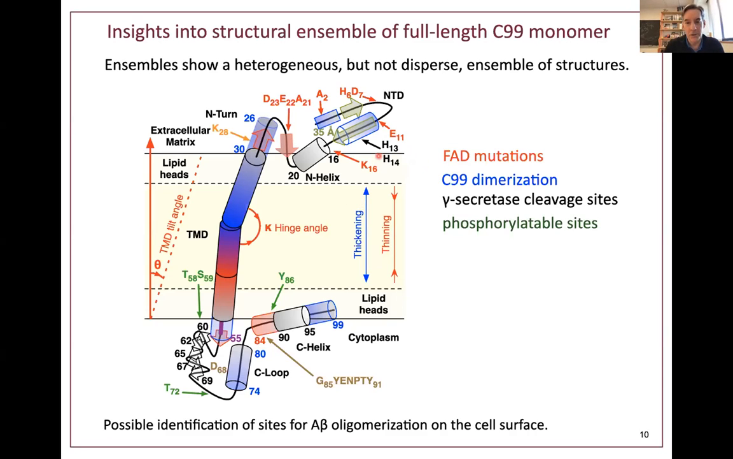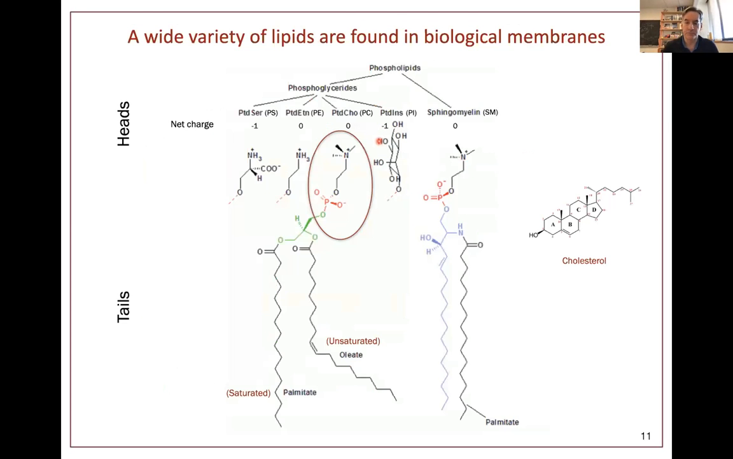And intriguingly, George was able to identify a region in the N-terminal region where there was significant beta structure that could be formed. This suggests that this potentially could be a nucleation site for beta formation at the membrane interface that could be catalyzed by the presence of C99.